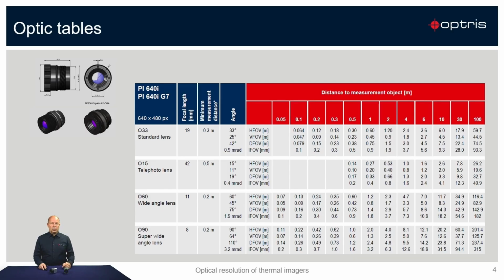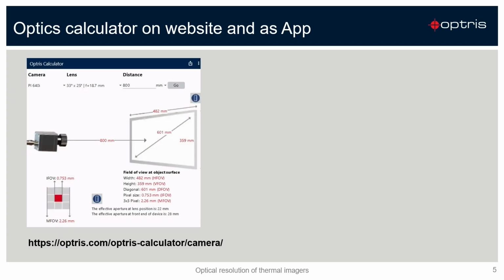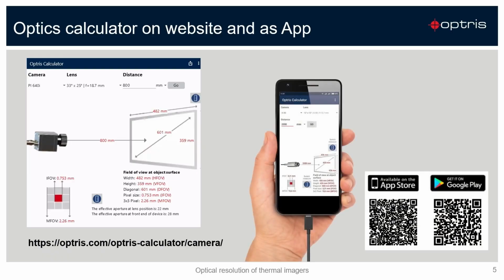Of course, we have also a way to do this more comfortable. And if you look on our website, for example, you find an optics calculator where you can easily enter the desired camera and select a specific lens, enter a certain distance, and then you get all those data at a glance. So that means check our website, there you find this optics calculator. And even more comfortable for mobile devices, we have this also as app for Android and also for iOS.